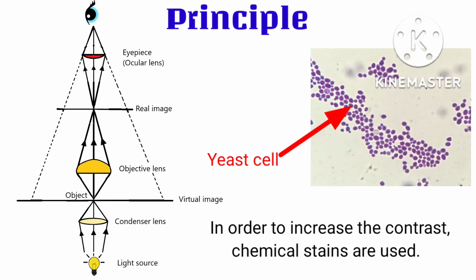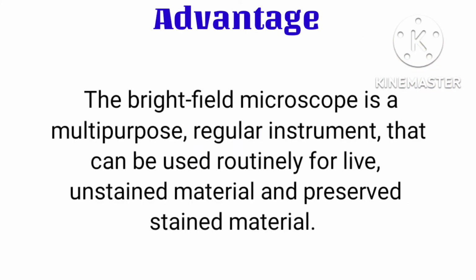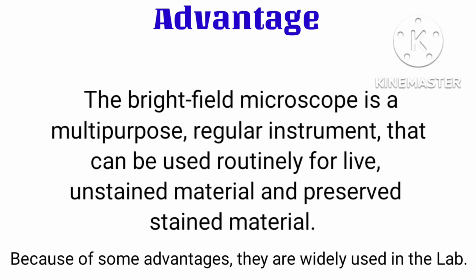In order to increase the contrast between object and background, or to distinguish some special structure from the rest of the cell, like endospore of a bacteria, chemical stains are used. After staining, some part of the cell looks colored and some are not. Bright field microscope is a multi-purpose, regular instrument that can be used routinely for both live, unstained material and preserved stained material. Because of some advantages, bright field microscopes are generally used in the lab.